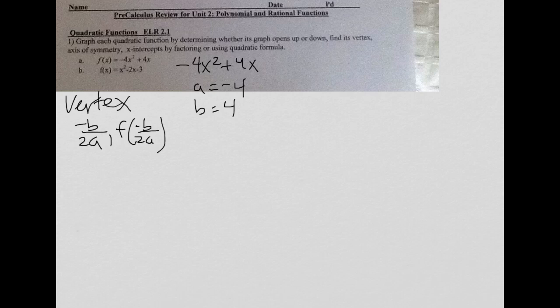So I wrote down the formula over here for the vertex. We need to know where a is located. It's always in front of the x squared. The b is always in front of the x. So I already wrote down what a and b are for 1a, and I'm going to plug them into the formula.